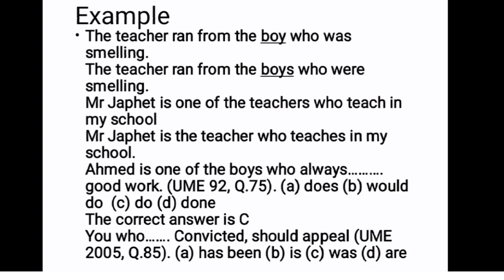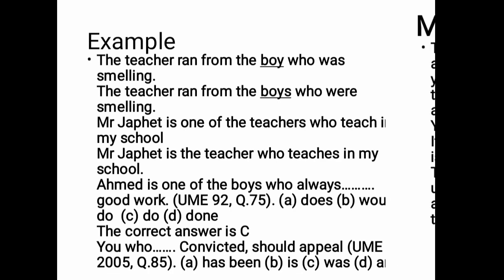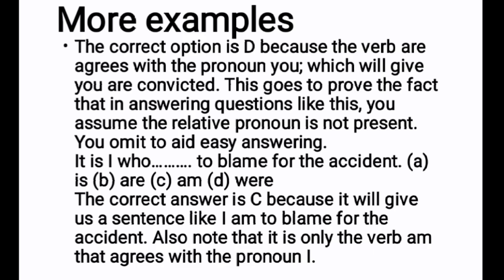Mr. Jeffat is one of the teachers who teach in my school. One of, who teach in my school. So you see that Mr. Jeffat is the teacher who teaches in my school. More examples. The correct option is D, because the verb agrees with the pronoun you. So this goes to prove the fact that in answering questions like this, you assume the relative pronoun is not present. You omit it to aid easy answering.